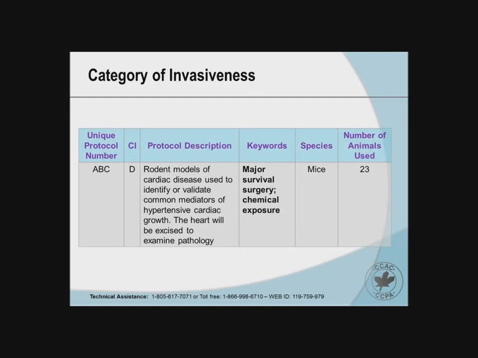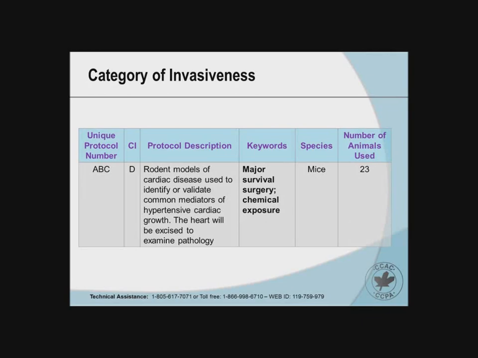It's important, I think, to remember that in the CCAC data, it's the potential for pain and distress that is reported. So even if some of these animals did not actually experience pain and distress because they were in a control group which wasn't exposed to the chemical and where any pain or distress associated with the surgery was managed, they still are reported at category of invasiveness D because of the potential for pain and distress.